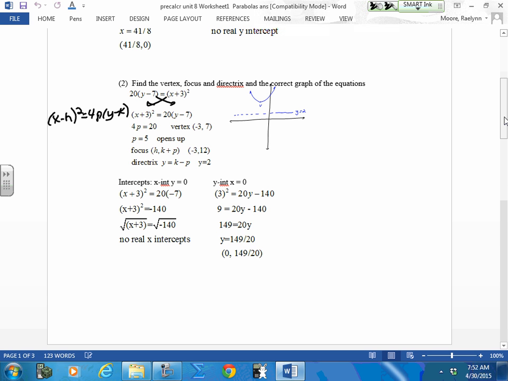So we do your vertex. X is always first, no matter where it falls. So we get your focus. Your focus goes 5 up from there, because you're changing the Y. If you're changing the Y and you're here, and you've got to move up 5, your focus is changing your Y to 12. You're moving down 5, you're changing your Y, so that's a Y equals 2. Here's your directrix. And your intercepts, make sure they make sense.